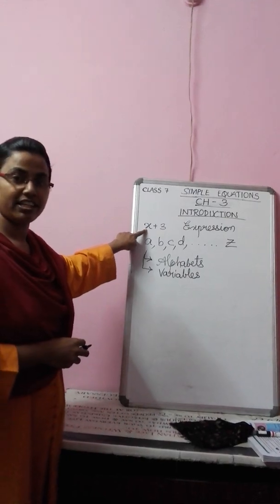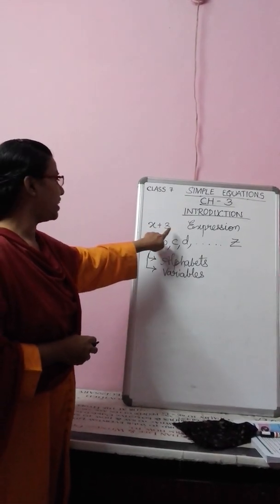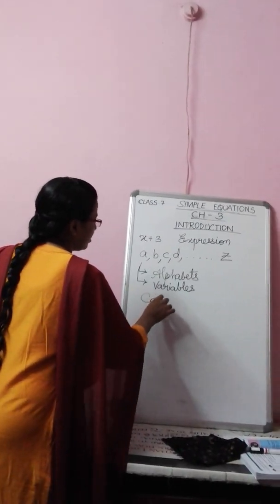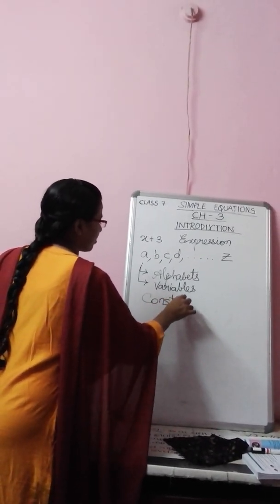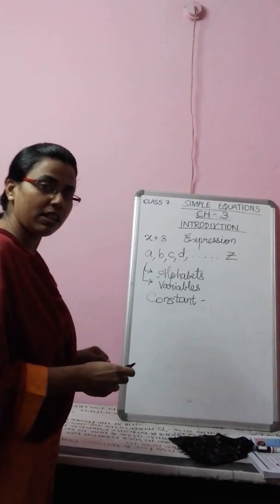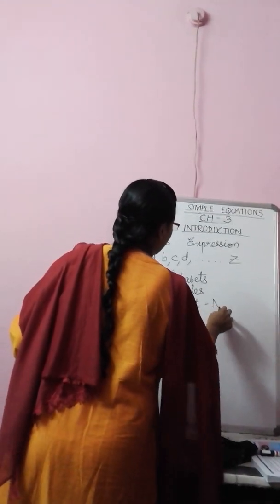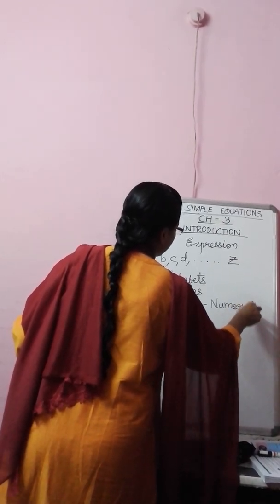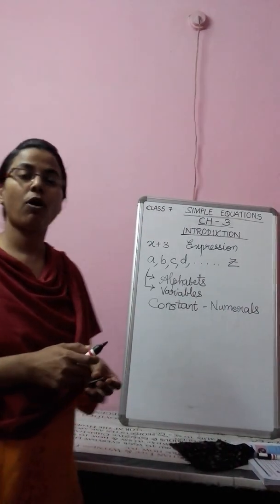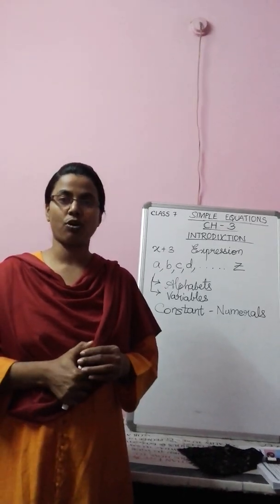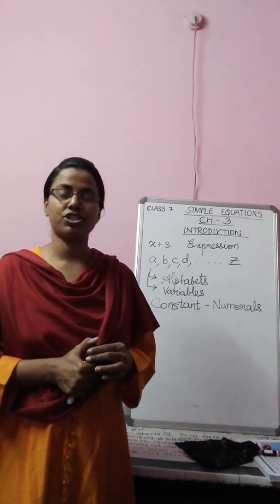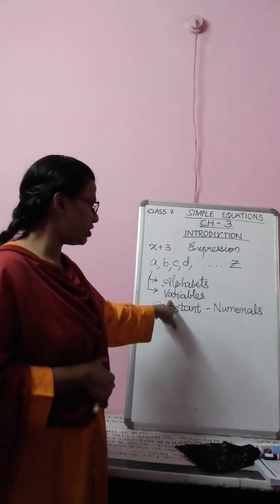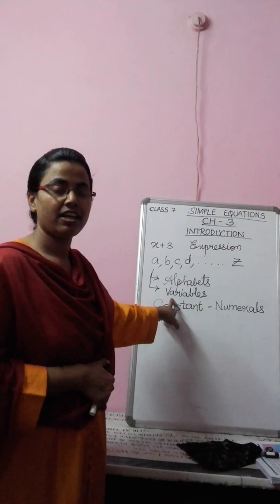Now, x, what is it? It's a variable. And 3 is called a constant. What is it called? It is called a constant. All the numerical values, all the numerals, that means numbers, all the numbers are called constants because they will not change. Whereas variables, they keep changing.